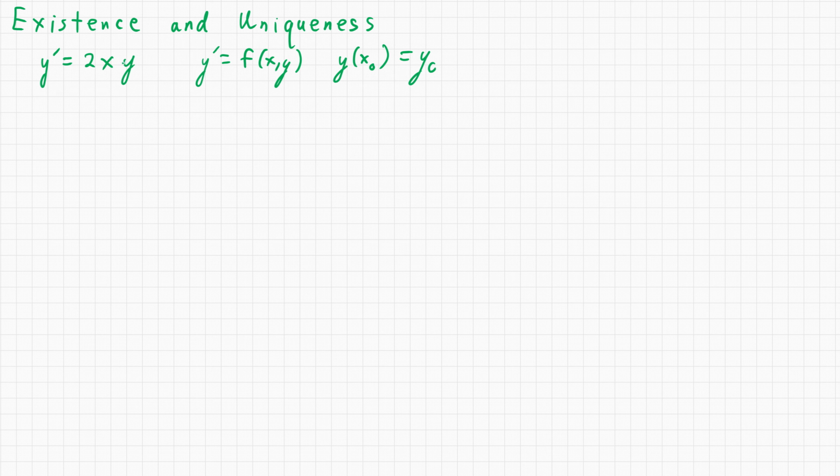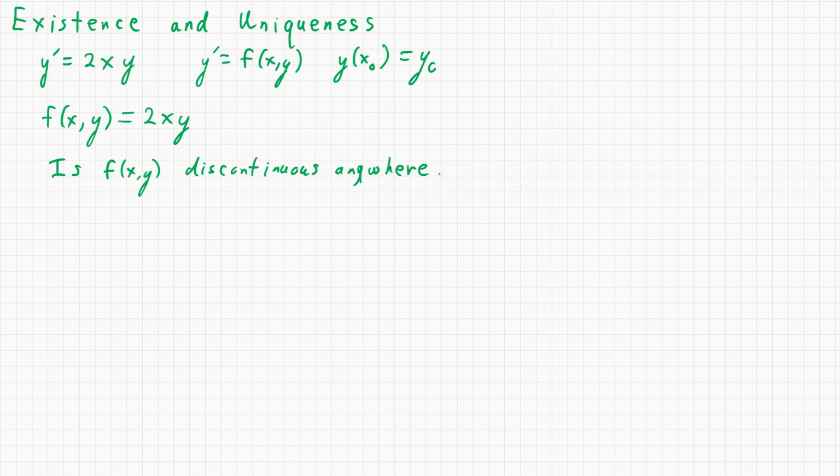Okay, so our f of x comma y is 2xy, right? That's y prime equals f of x comma y. The first thing is, is f of x comma y discontinuous anywhere? And the answer is no, right?